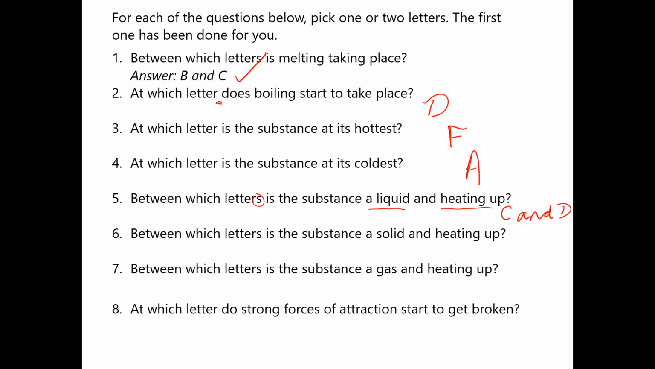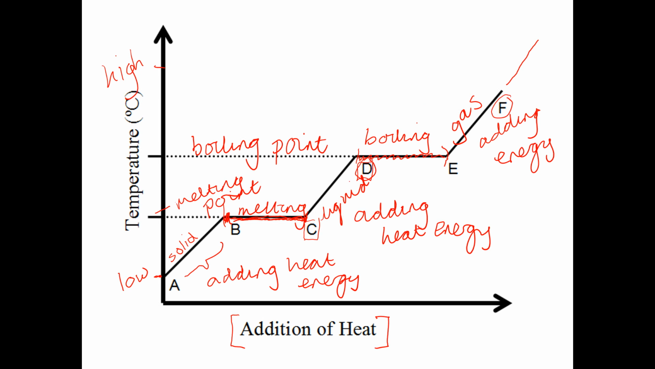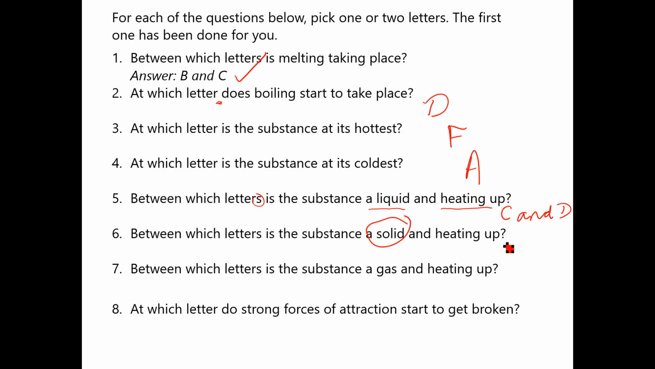Between which letters is a substance a solid and heating up? So we've got the key word there, solid. Let's look. Right, at a very low temperature, this substance will be a solid. So here we go, and it's heating up. You can tell that the temperature is rising. A and B.